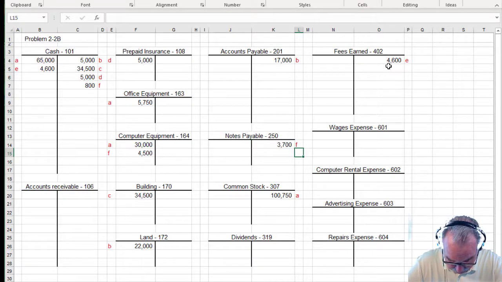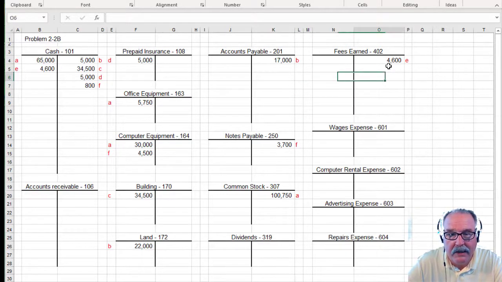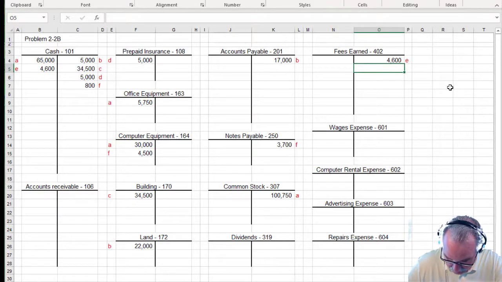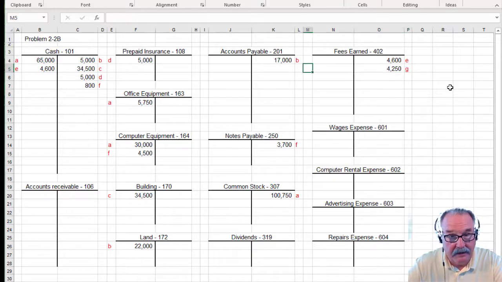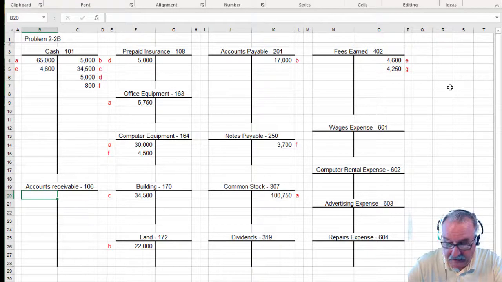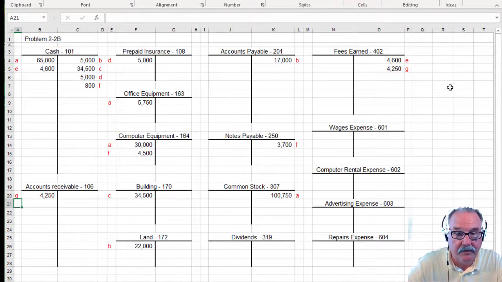Transaction G, we perform some services for a client on account. Anytime you see perform services, you know we have revenue. And our revenue account is fees earned. That's a credit, $4,250. And we're going to debit accounts receivable, because this client didn't pay us now, they're going to pay us later. Debit accounts receivable, $4,250, and credit fees earned.